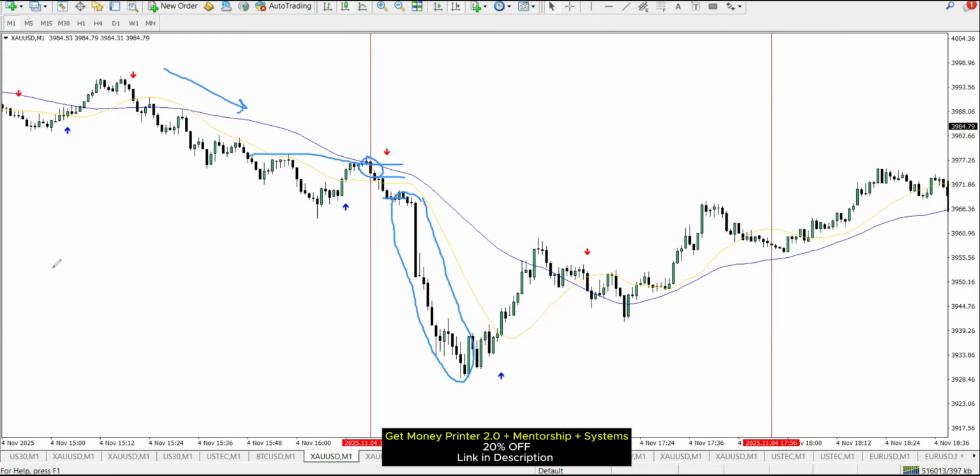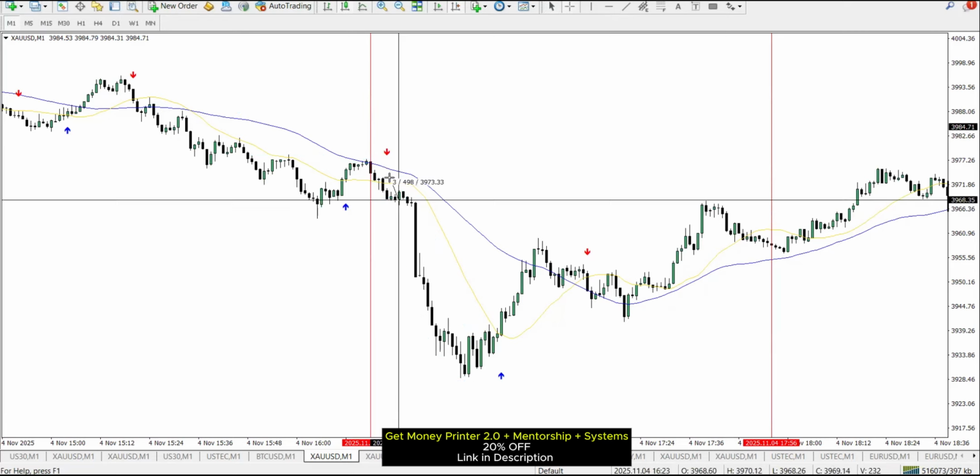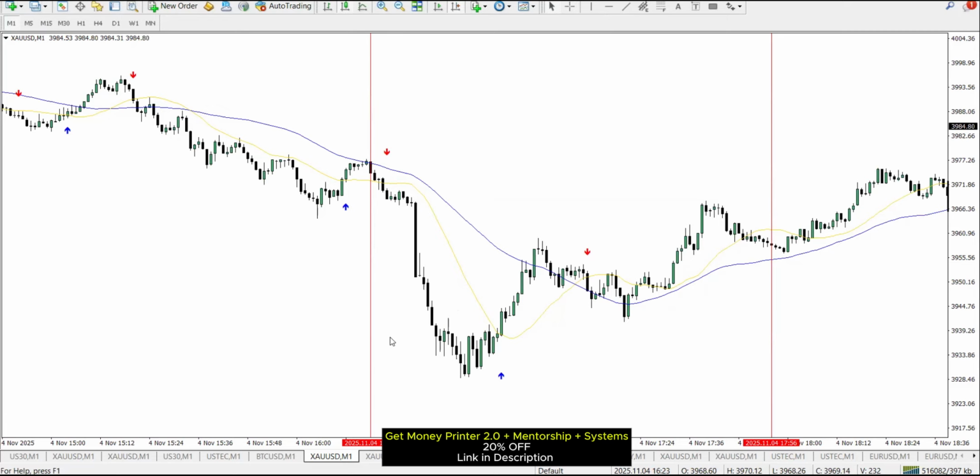Okay. So as you can see, it was a pretty big move. It was a very, very big move. Your entry was right here. Your stop could have been above here and it was huge. It was a very big drop.